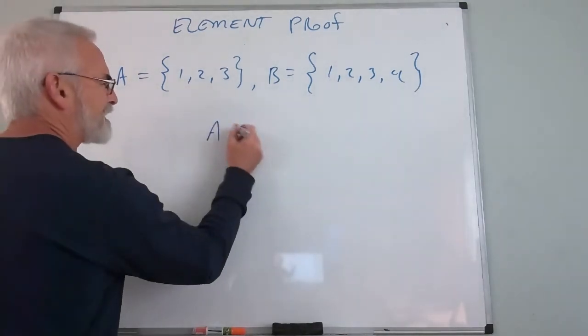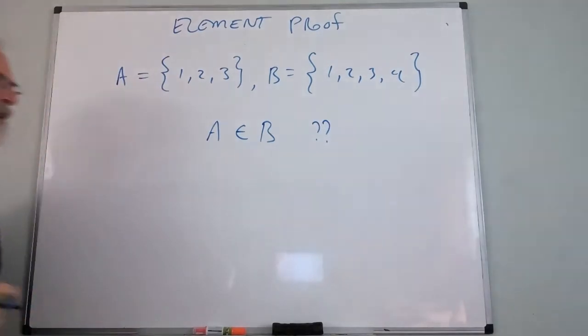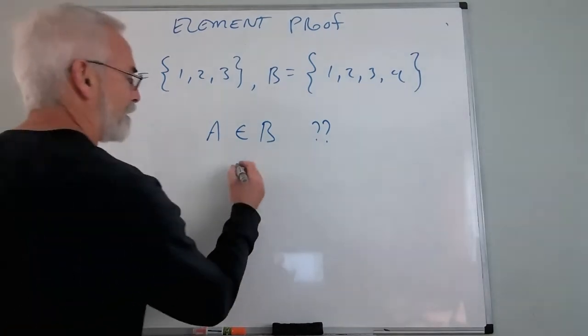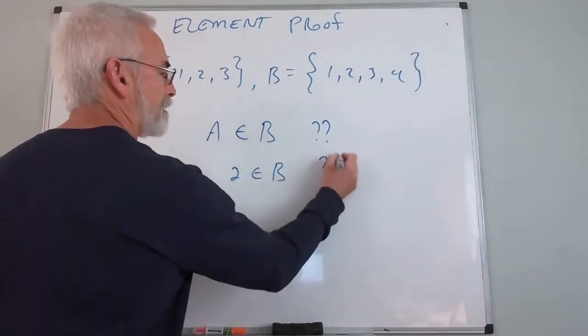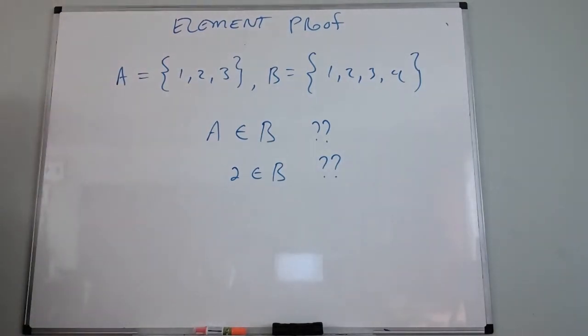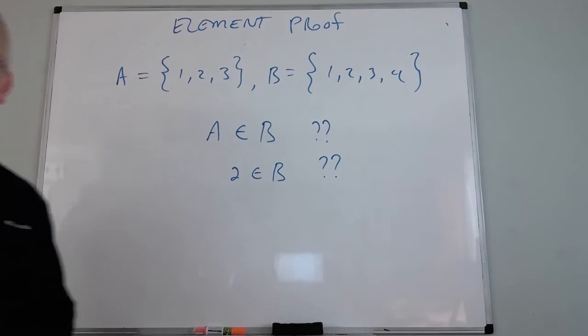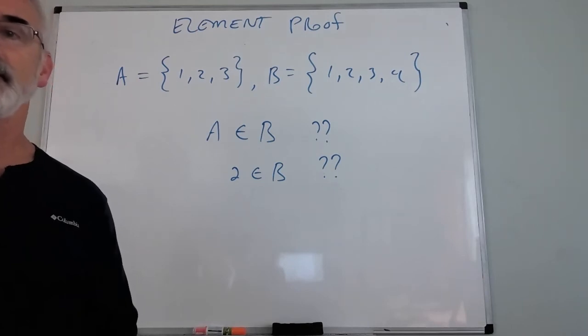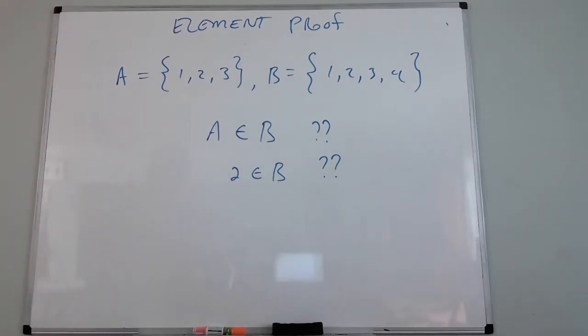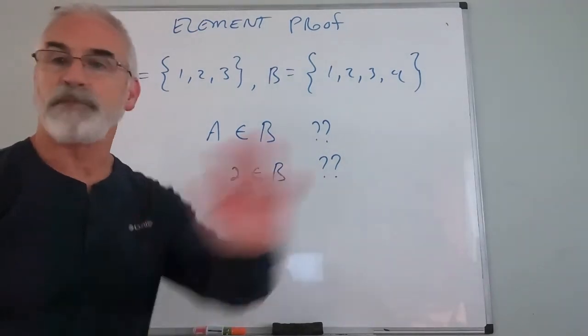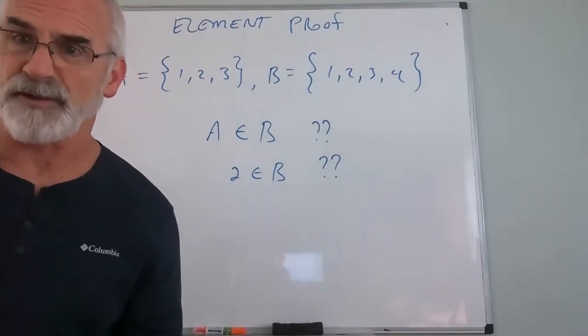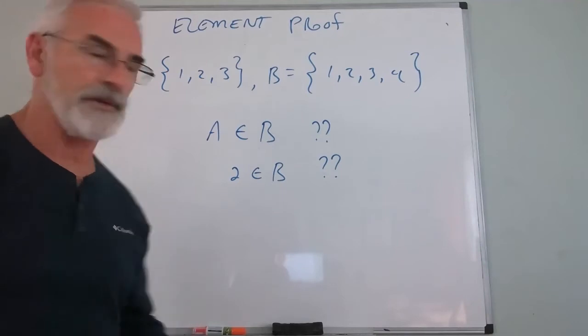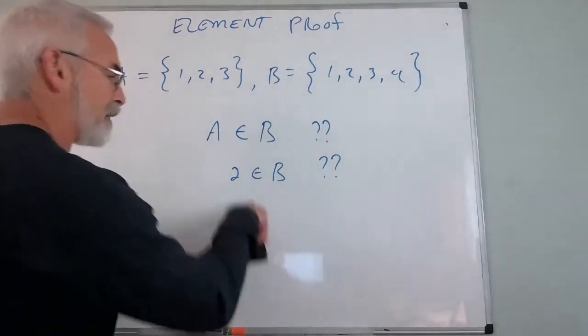Would it be correct to say this? Would that be a correct statement? Anybody? Are both of these correct? You say yes or no. The first one's not, but the second one is. How come? Because A is a set, it's not an individual element. Exactly. Perfect answer. A is a set, it's not an individual element. So A can't be considered an element of B. So the second one, we all agree this is correct.